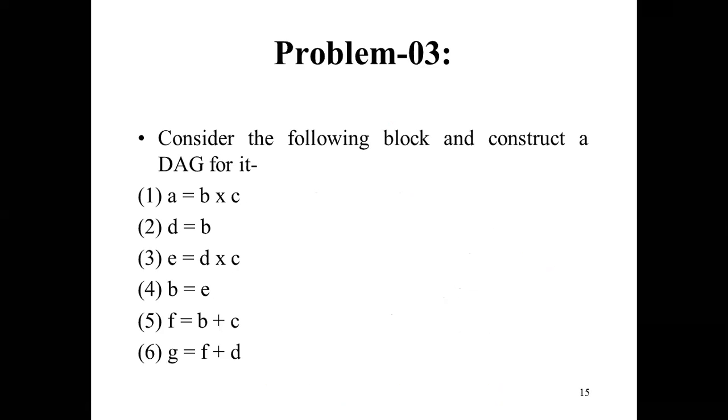Consider the following block and construct a directed acyclic graph for it. Problem number 3. A is equal to B into C, D is equal to B, E is equal to D into C, B is equal to E, F is equal to B plus C, G is equal to F plus D. So try to do this. First consider only simple expressions and try. In the next lecture I will give you more such expressions, and we will handle more of them to draw the directed acyclic graph.